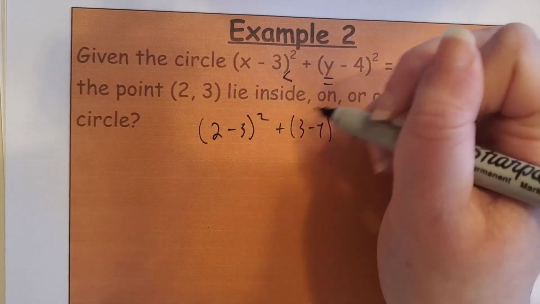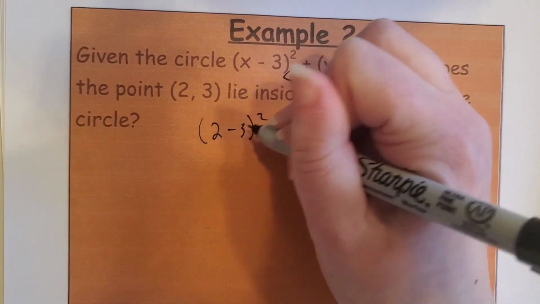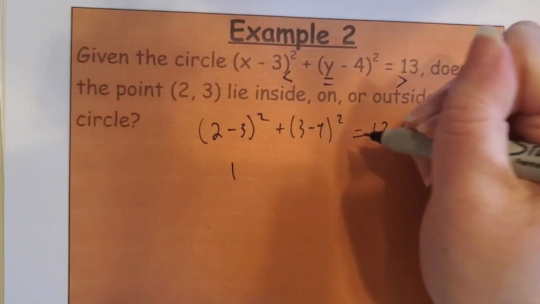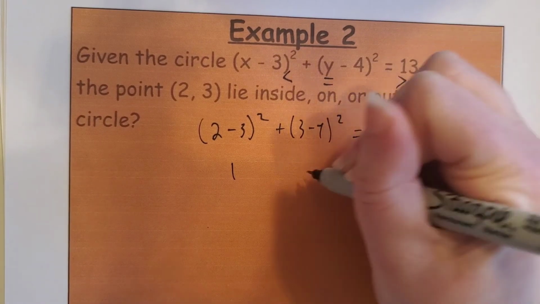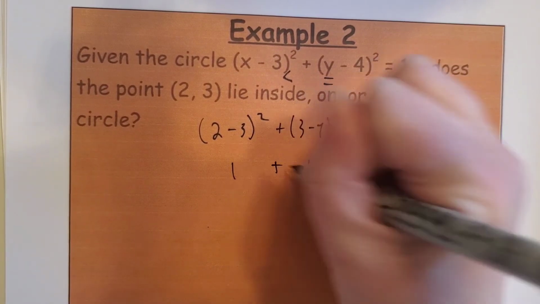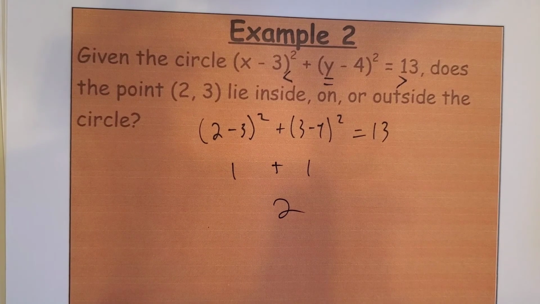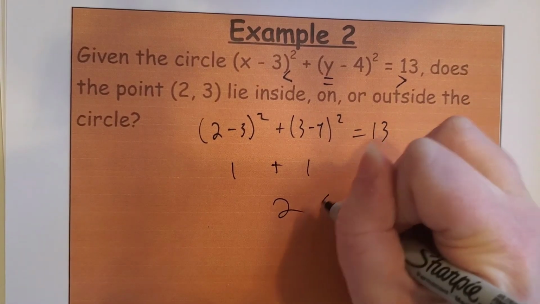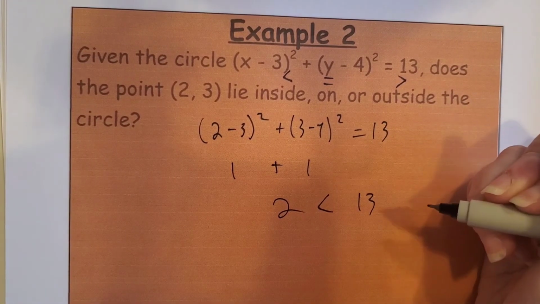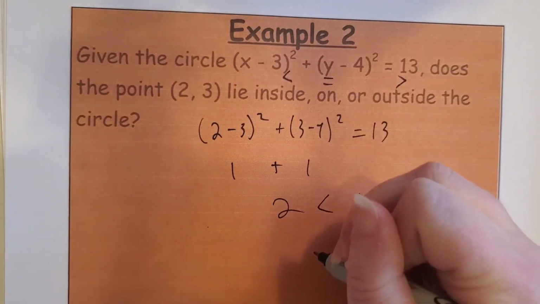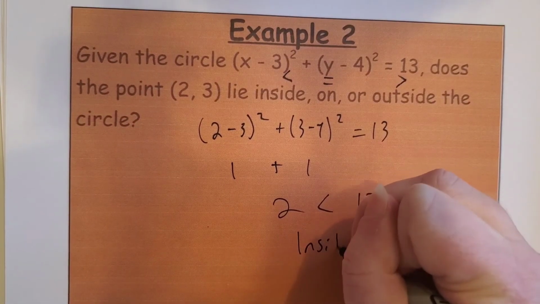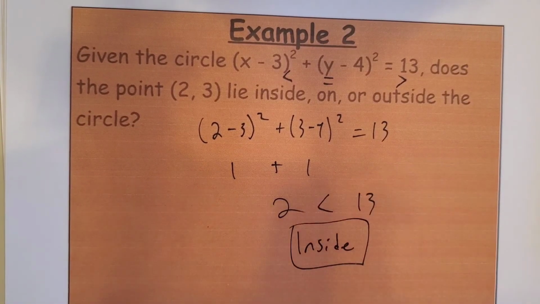So then what does this get us? Well, 2 minus 3 is -1, squared is 1. 3 minus 4 is also -1, squared is 1. That's 2. So how does that compare to 13? Well, it's less than 13, so it doesn't quite get there. So this point (2, 3) is inside the circle.